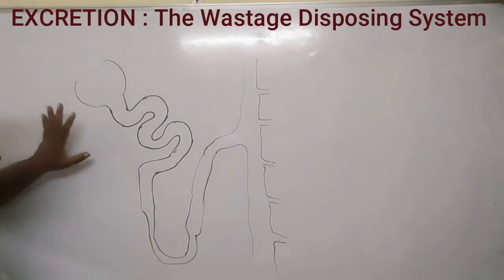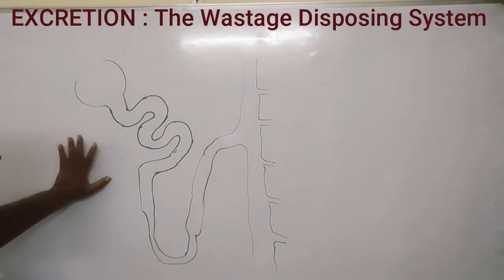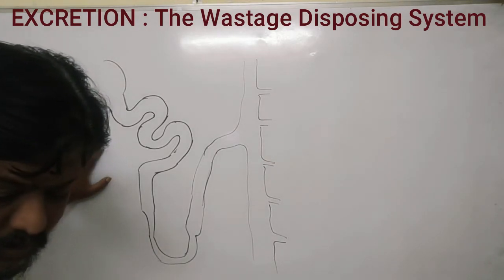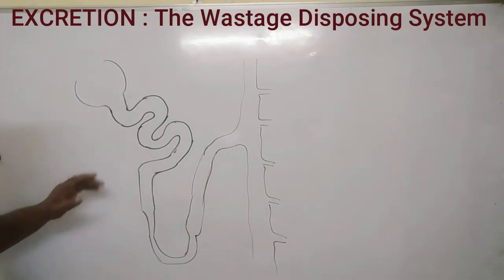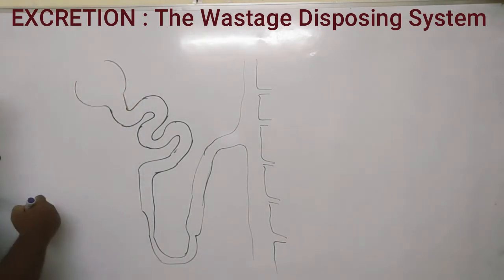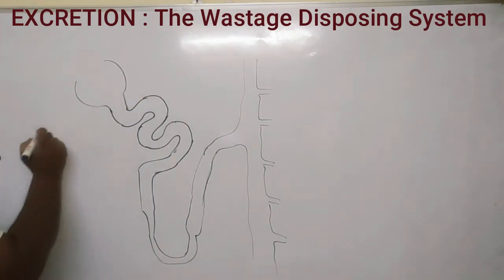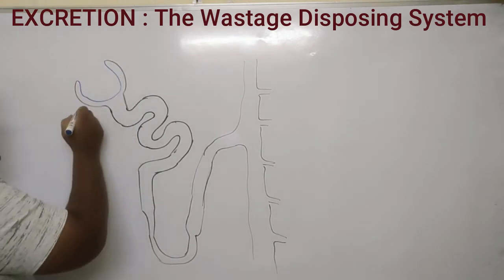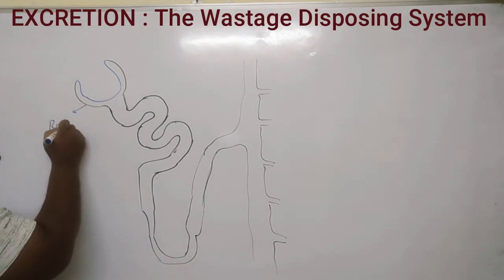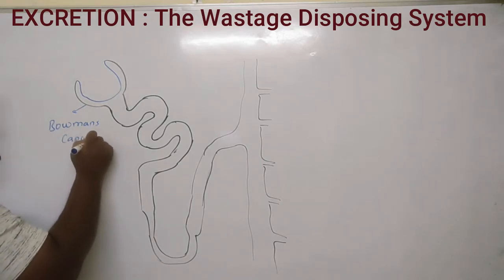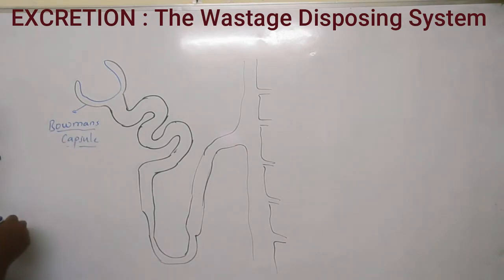Okay children, now look here. This is the structure of nephron. We will try to see all the parts which are in the nephron. Now here, you can see this cup-shaped structure. This cup-shaped structure is basically called the Bowman's capsule. I want everybody to concentrate. It's called the Bowman's capsule.